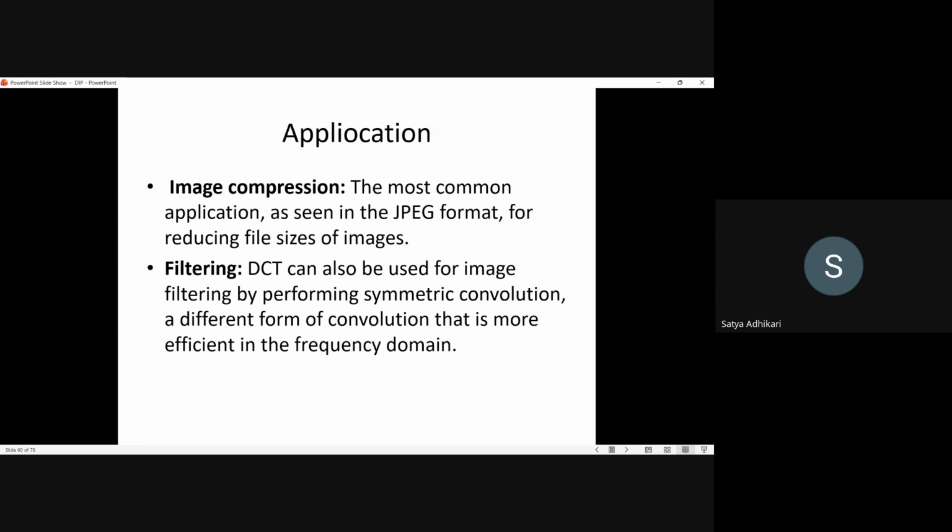Once the size is reduced, it takes less space to store. Besides that, you can also send the compressed image to other destinations, and it moves fast as the size is reduced. Besides that, DCT can also be used for image filtering by performing symmetric convolution, a different form of convolution that is more efficient in the frequency domain.